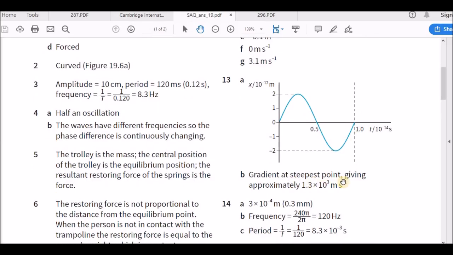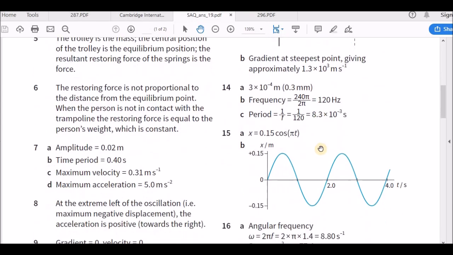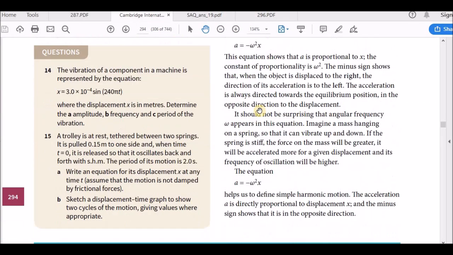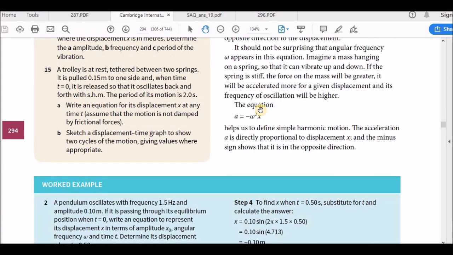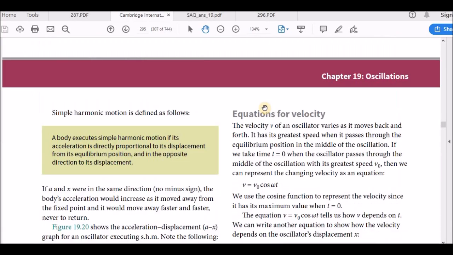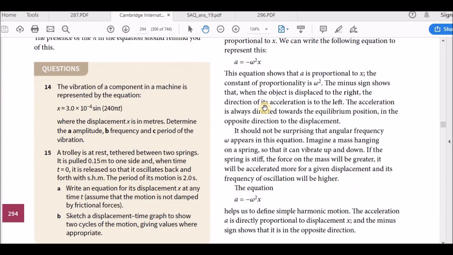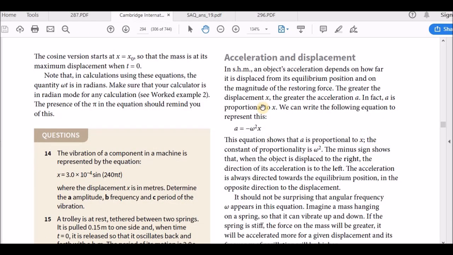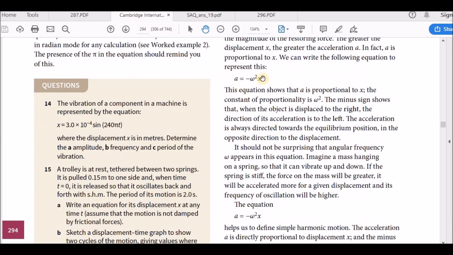Okay, then gradient at steepest point giving approximately 1.3 times 10 to the power 3 meters per second. So you will find the gradient over here at 0.5 seconds. Okay, then that's the end of those questions. Now we'll go through this example also, but before that let's go through this bit. So I'll show you how to derive this equation, and you have to know this also.